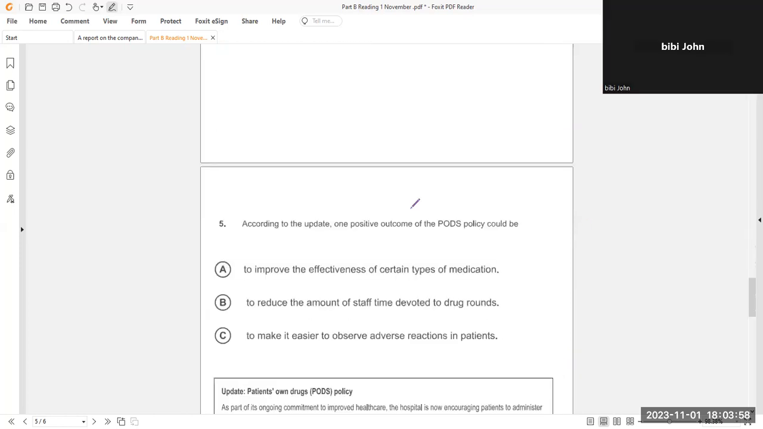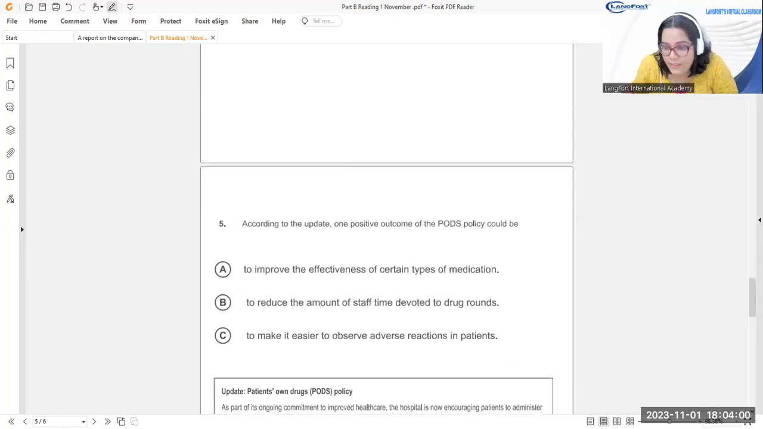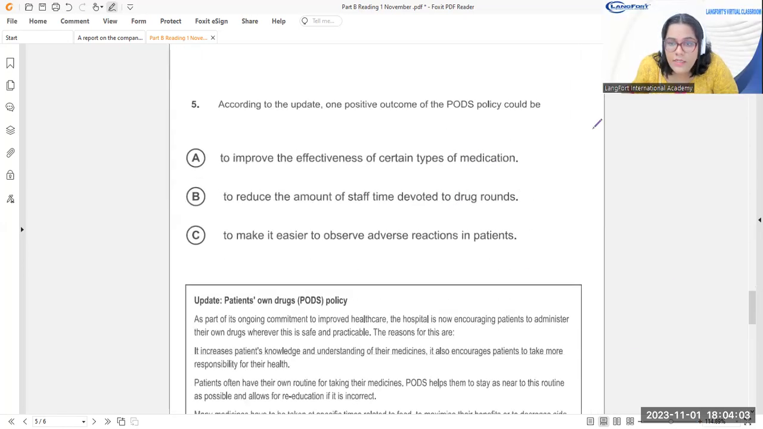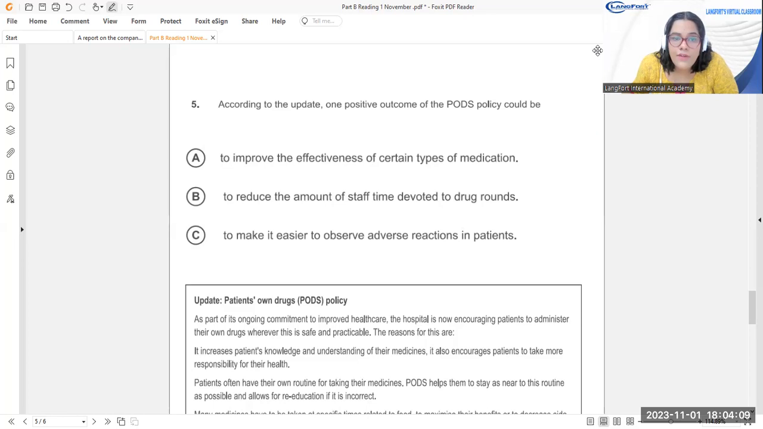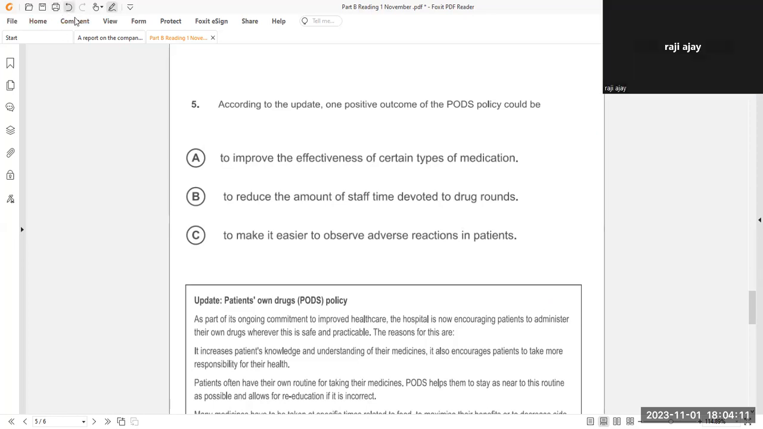Yes. Let's move on to the 5th question. Let me just zoom in. Give me a sec. Right. Okay. All right. One second. Right. Raji, would you mind unmuting yourself and reading the question? Yes, ma'am.